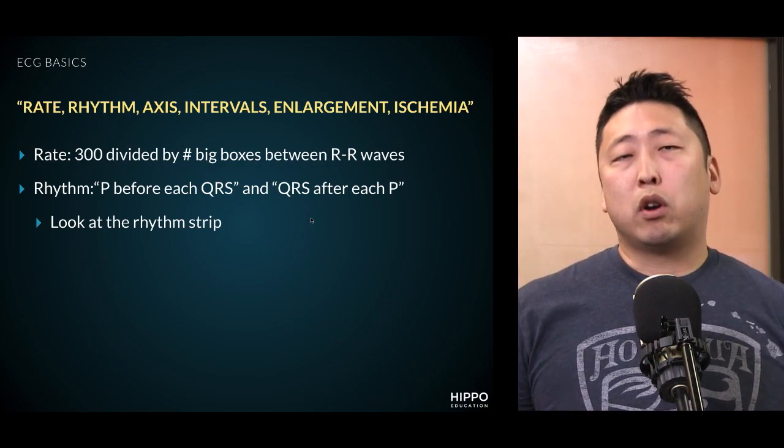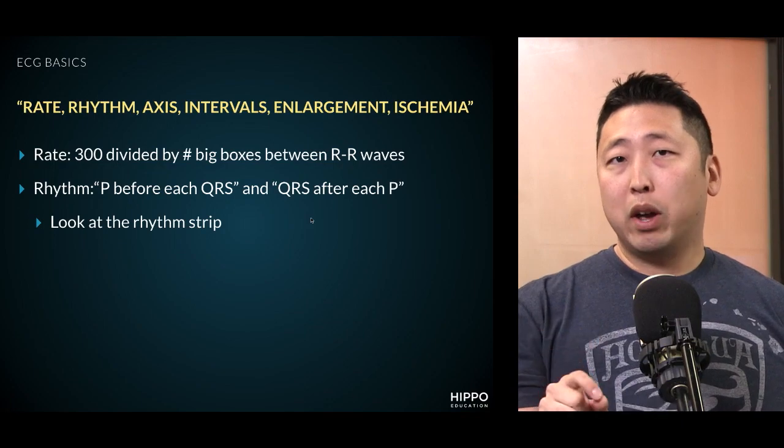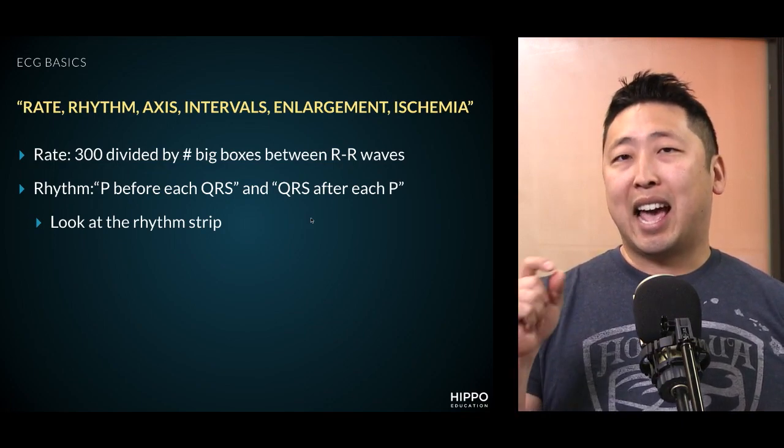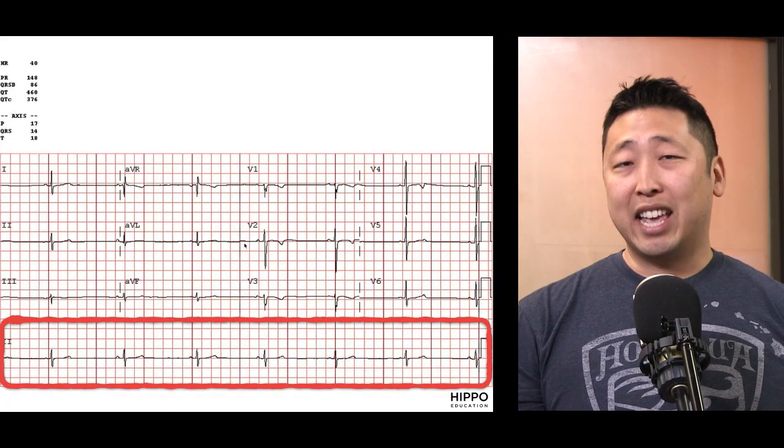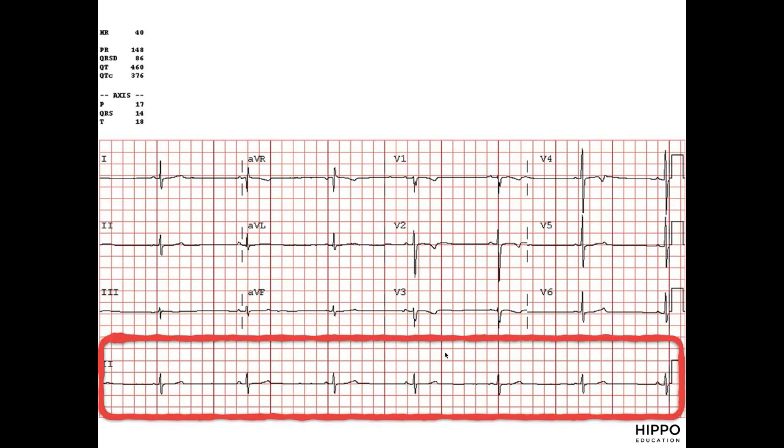When you look at the rhythm, you want to make sure that there's a P wave before every QRS and that there's a QRS complex after every P. And so again, you want to look at the rhythm strip. Typically in the ECG printout, it's the last two lines on the ECG. This one only has one, it's lead 2, but sometimes you'll see V1 as well. Lead 2 and V1 are the ones where you can see the P waves the best, and that's why they're the rhythm strips.